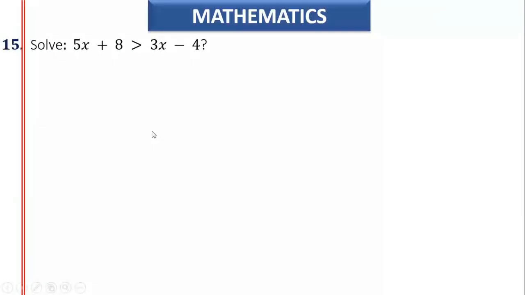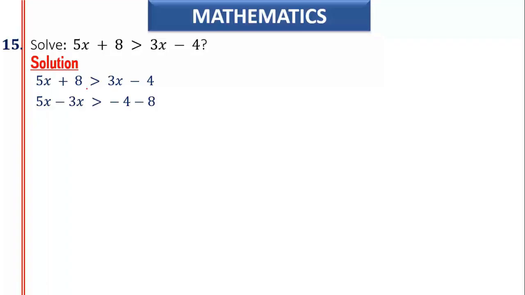Alright, now let's take a look at these questions, where this is an inequality question. 5x plus 8 is greater than 3x minus 4. So 5x minus 3x is greater than minus 4 minus 8. I believe you are not confused as to how we come about that. We're just collecting like terms.